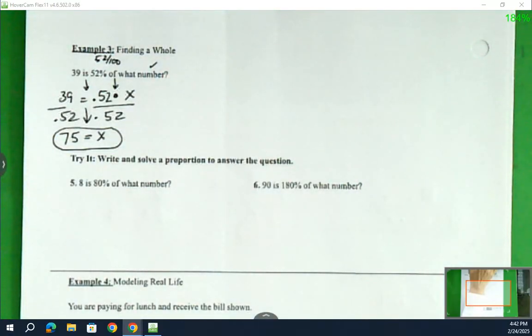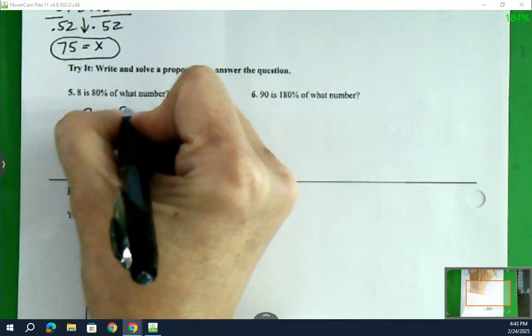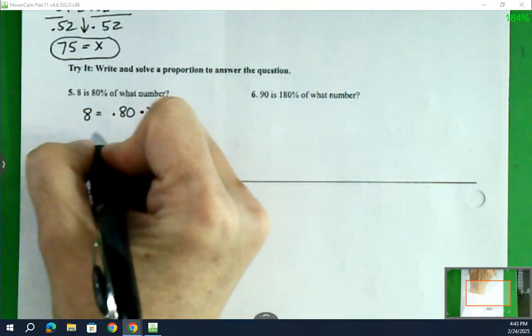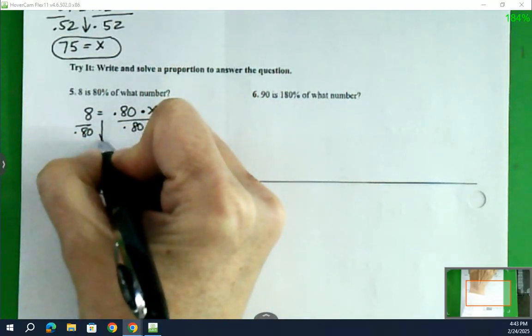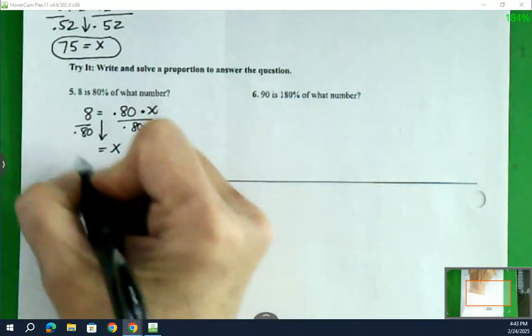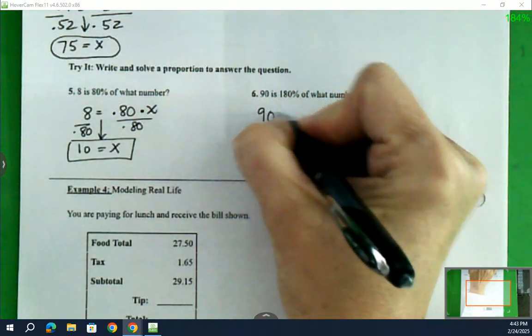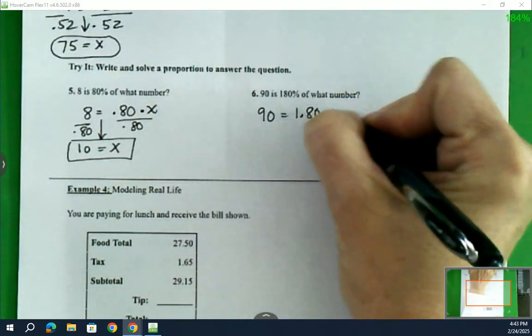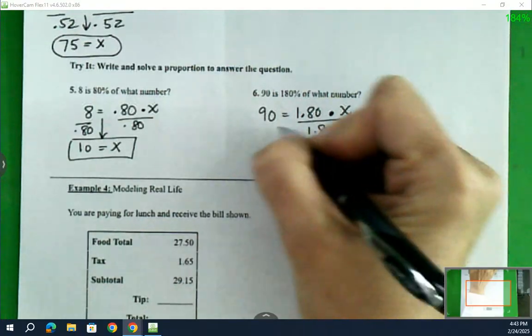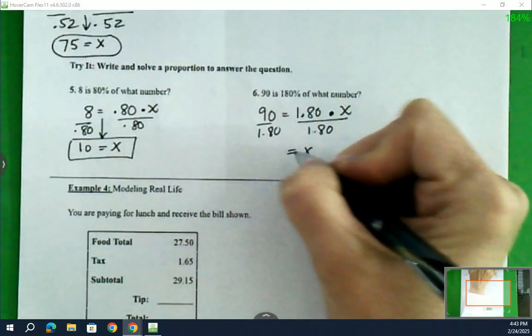Okay, pause this video and try 5 and 6. Okay, looking at number 5, 8 equals 0.80 times x. Divide by 0.80, and x is equal to 10. Okay, here we have 90 equals 180% is 1.80, 100% plus 80% of x. We're going to divide both sides by 1.8 or 1.80. And we get x equals 50.